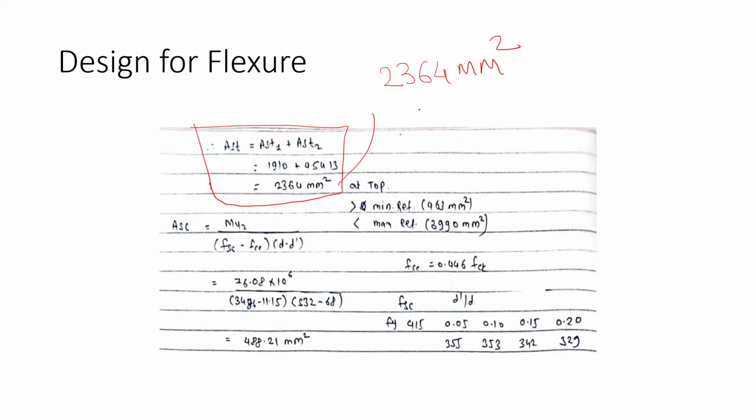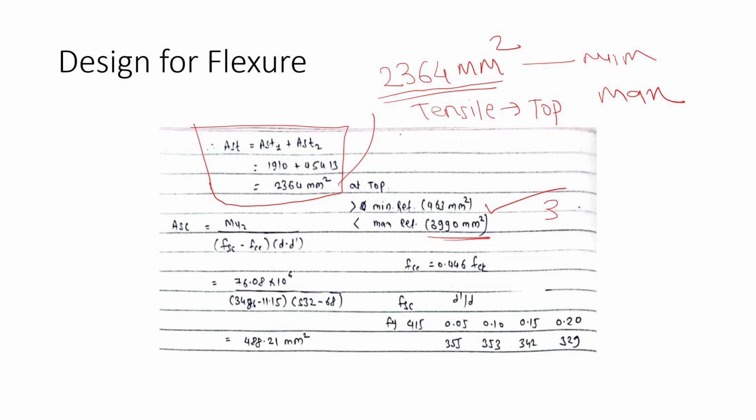Now this is the tensile reinforcement which we are going to provide at the top because it is a negative bending moment. Now we have to check this reinforcement with respect to the minimum and maximum. Here the minimum we have calculated is 463, and the maximum is 3990. So this value is between these two, and hence it is okay.